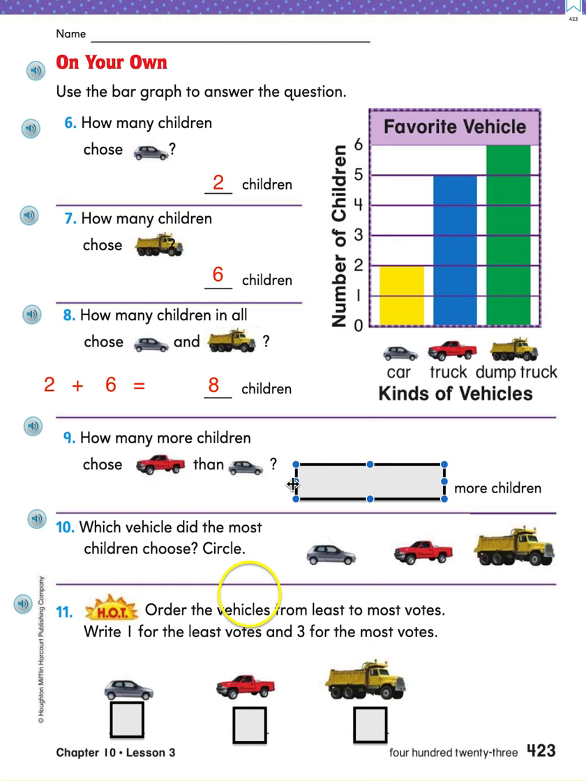And since we're subtracting, our largest number goes first. So we have 5 minus 2 equals 3. 3 more children chose trucks than cars.